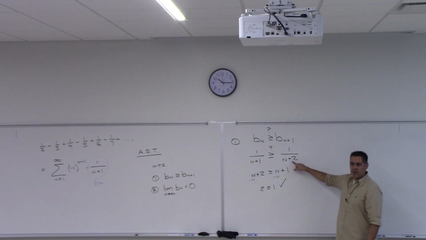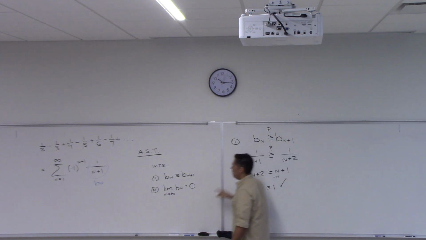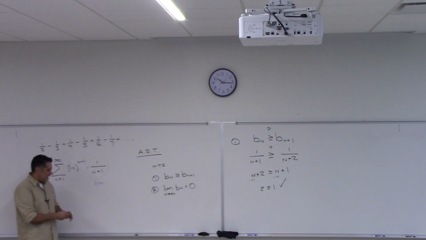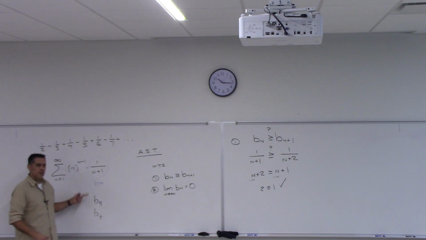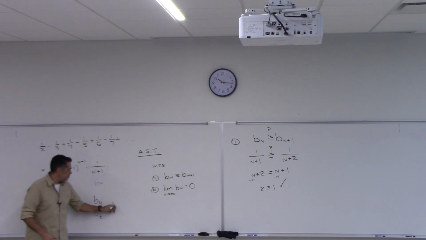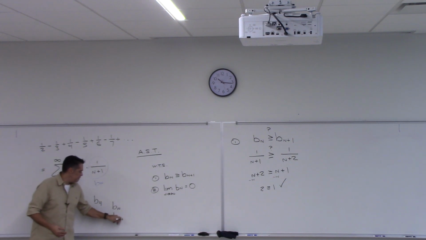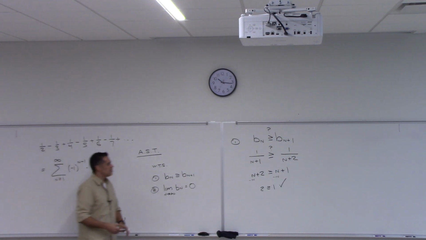Do y'all understand where I got n plus 2? No? Okay, so b sub n is this, right? If I asked you, what's b sub 4, what would you do? 1 over 4 plus 1. If I say, what's b sub t, what would you do? 1 over t plus 1. So if I ask you, what's b sub n? 1 over n plus 1. What's b sub n plus 1? 1 over n plus 2. There you go. You just answered your own question.